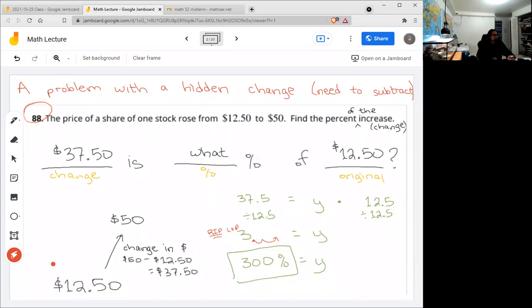Problem 88 is similar but different. Now it's the change that is hidden. Stock goes from 12.50 up to 50. So we have to figure out that the change is $37.50 with subtraction. Then we can do that change is what percent of the original, what percent of the baseline amount. And again, if you want proportion method, you could.